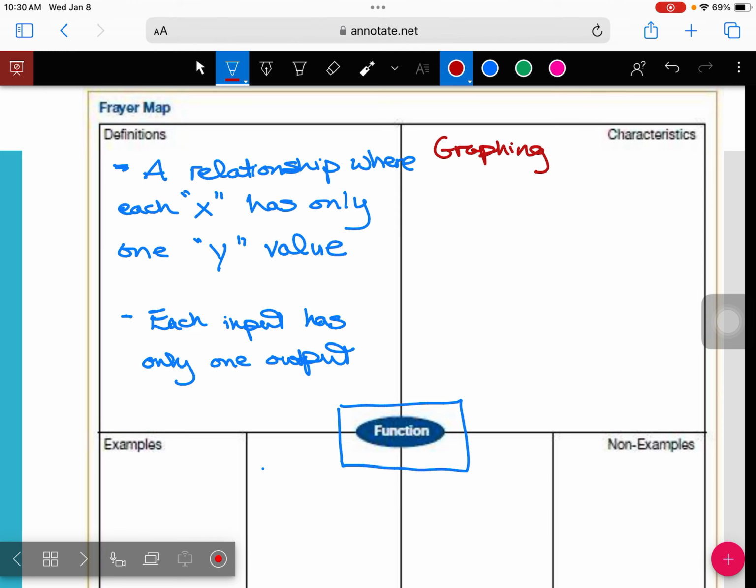So, when it comes to graphing, okay, you have to use, oh, come on, the vertical line test. Vertical line test says you can only cross the graph once.